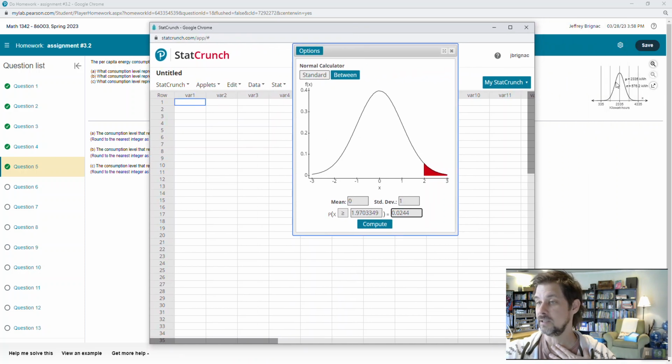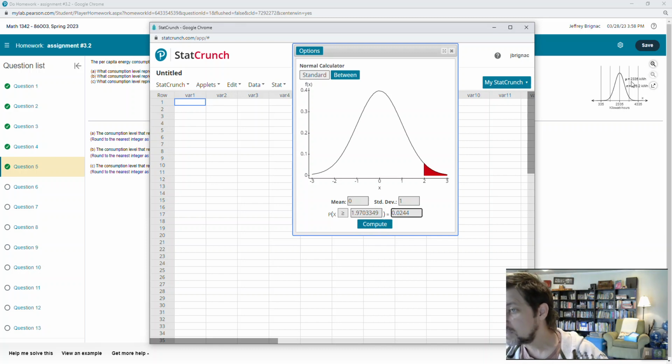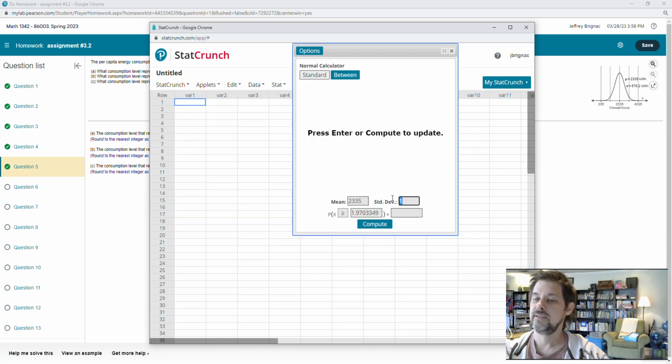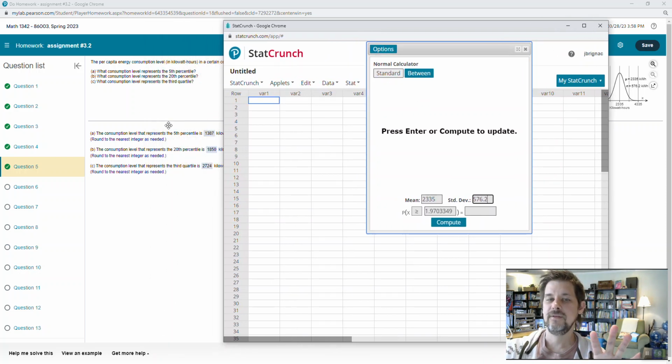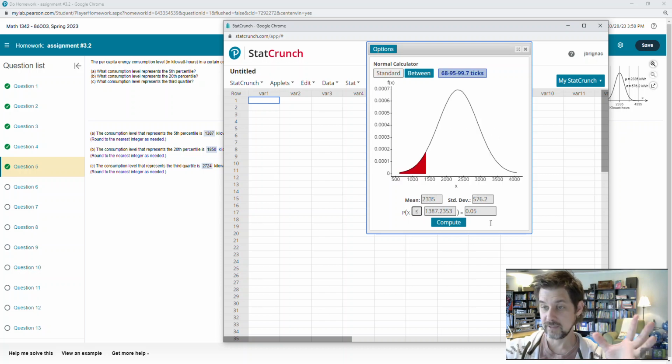I notice that this is not the standard normal. It says it has a mean of 22,335 kilowatt hours, so I have to put that in. And it has a standard deviation of 576.2 kilowatt hours. Okay, so that's the normal distribution I'm using this time. And the 5th percentile, that's like saying that I want the area of the curve left of whatever number it is to be 0.05. 0.05 represents as a decimal 5%.